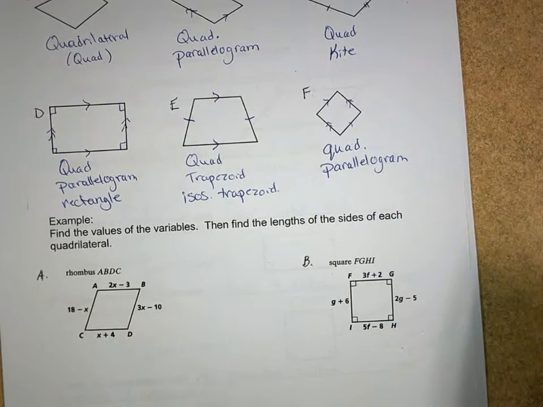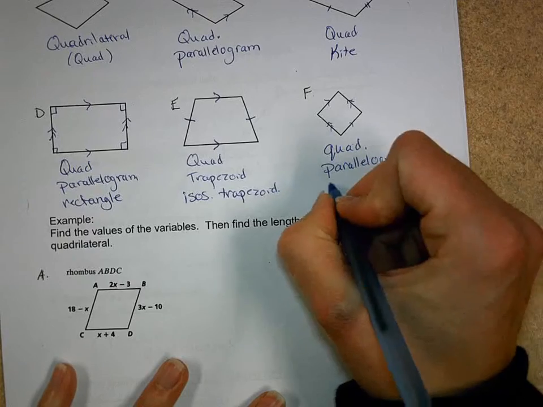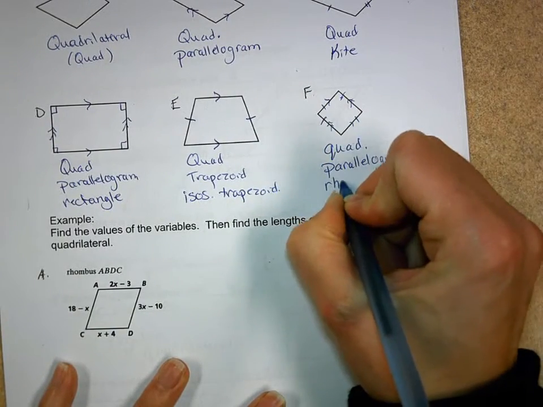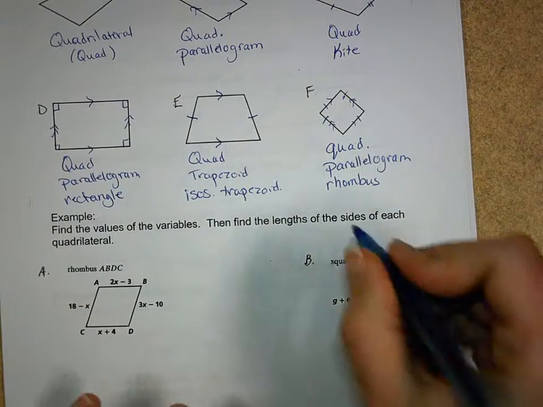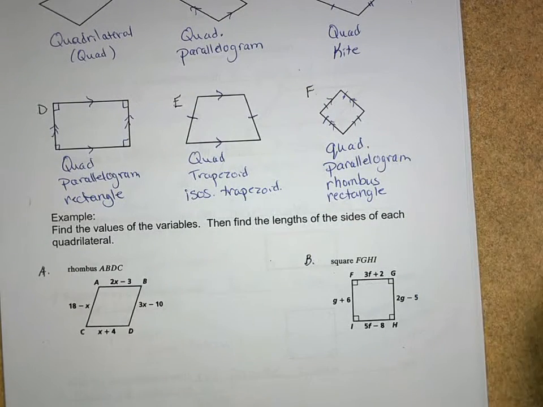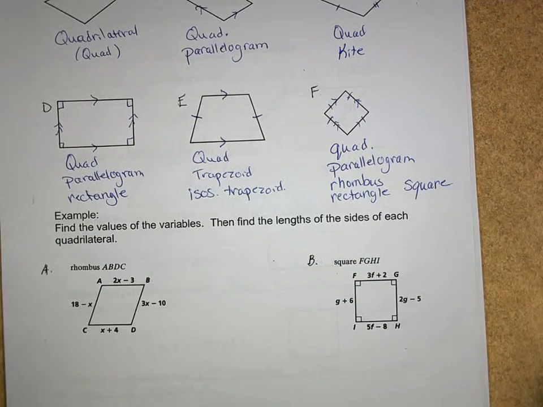Okay? Then my next question is, does it have 4 congruent sides? And the answer should be yes, those are all the same. So it gives me a rhombus. And then I ask, do I have 4 right angles? So it's a rectangle. Great. But if it's a rhombus and a rectangle and a parallelogram, it must be a what? Square. It's all of those, all 5 names.